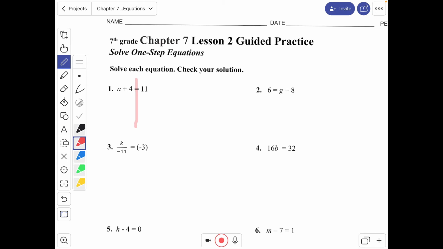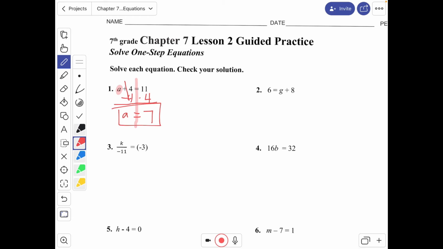So first we look at the variable. That would be the a. What are they doing to a? They're adding 4. So we're going to do the opposite. Subtract 4 from both sides, remember. And when we have 4 minus 4, we get 0. So they've canceled, and a is by himself. Equal sign straight down. And 11 minus 4 equals 7. And that's the answer.